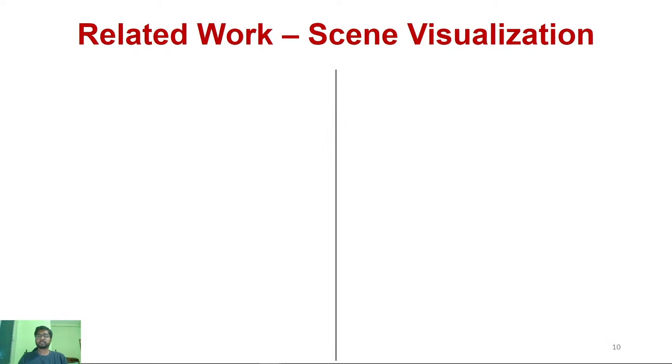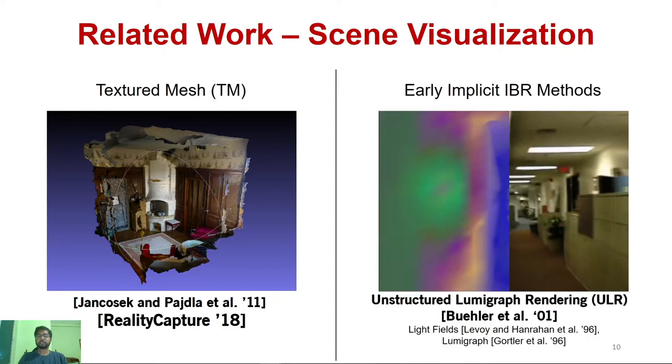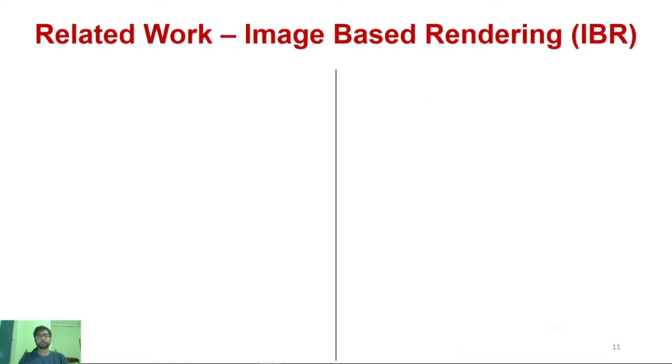Visualizing a scene from a set of input images is another well-studied problem in computer vision and graphics. A textured mesh obtained by performing structure from motion, multi-view stereo, and texturing using input images is the most straightforward way to visualize the scene. Using images along with a geometric proxy, early methods such as the unstructured Lumigraph rendering algorithm compute blend weights for each input image to warp and blend them into novel view.